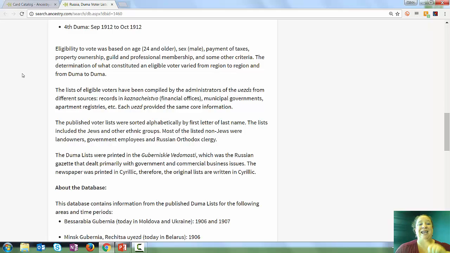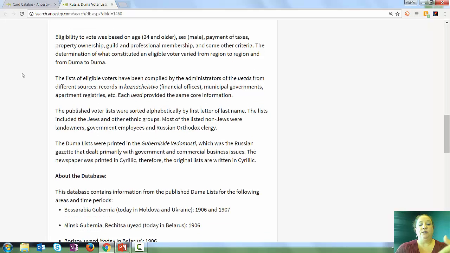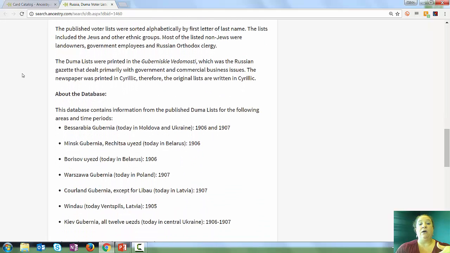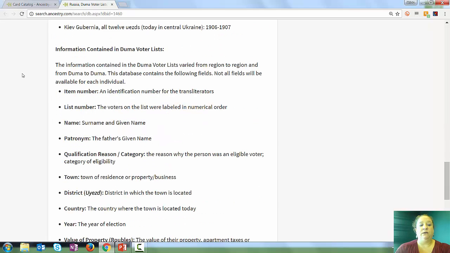So you'll see that it's based on age, which means everybody in here will be a male, 24 years or older. It's also based on some kind of criteria that makes them eligible. They have to have paid taxes, they have to be a property owner, they have to be a member of a guild or a professional organization. So there's different criteria that made them eligible to vote, and they have to have met some of that criteria. So this has lots of really great information about the particular regions. Always read the database descriptions. They will give you lots of really great information.